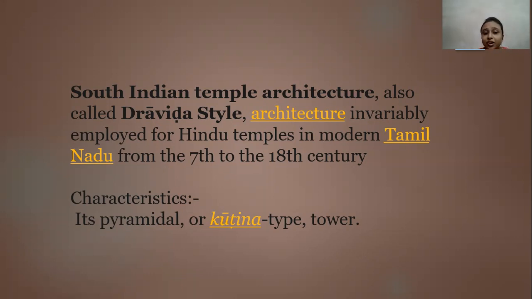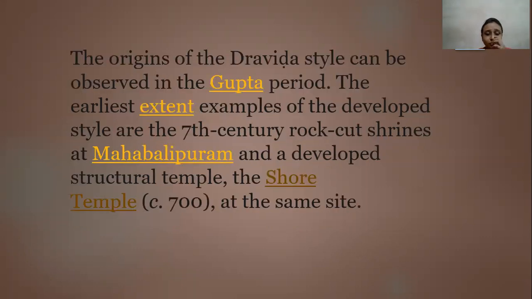This is an invariable form of Hindu temple that we find in modern Tamil Nadu, especially in the south, which started from the 7th to the 18th century. The characteristics of this type of temple are that it's pyramidal, in this shape, or kutina type, that is, a tower form. The lowest portion, which they call the vimana, is a very small box-like structure, but the upper portion is huge, massive, a tower kind of structure. So we'll come to the period where this style of temples was built.